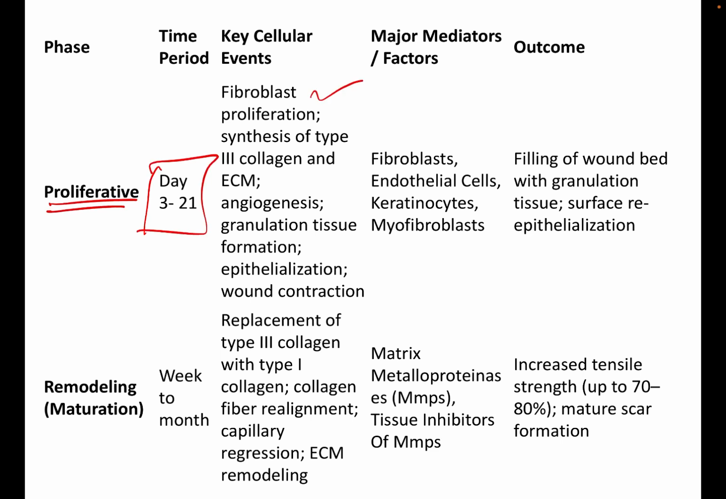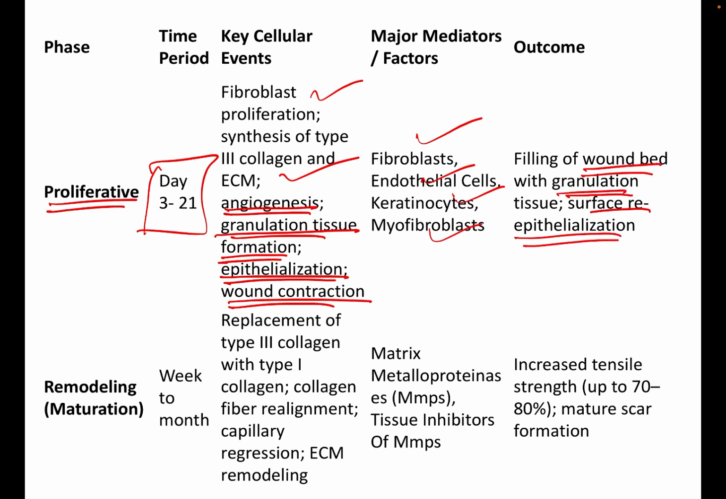Here it will be fibroblast proliferation, synthesis of type 3 collagen and extracellular matrix, angiogenesis, granulation tissue formation, epithelialization and wound contraction. The major factors include fibroblasts, endothelial cells, keratinocytes and myofibroblasts. Here, the filling of the wound bed with granulation tissue and surface re-epithelialization.